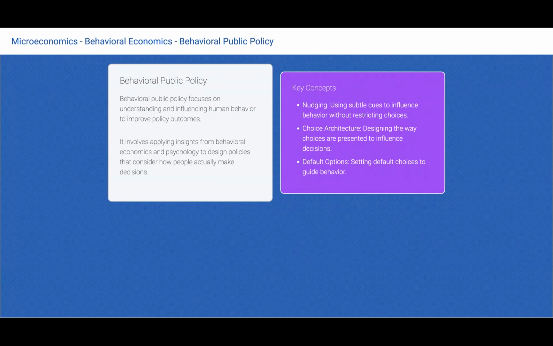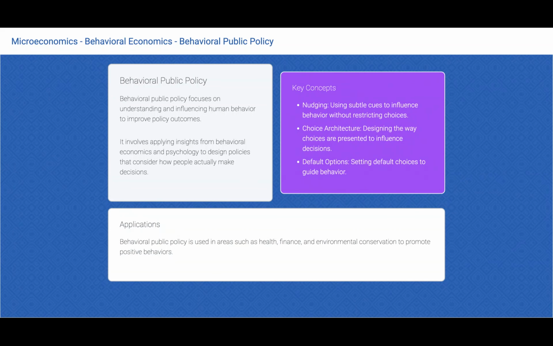Behavioral public policy aims to shape public behavior by understanding how people make decisions and designing policies that align with human psychology. By utilizing concepts like nudging and choice architecture, policymakers can influence choices without restricting freedom. Applications of behavioral public policy span various sectors and aim to improve societal outcomes through behavioral insights.